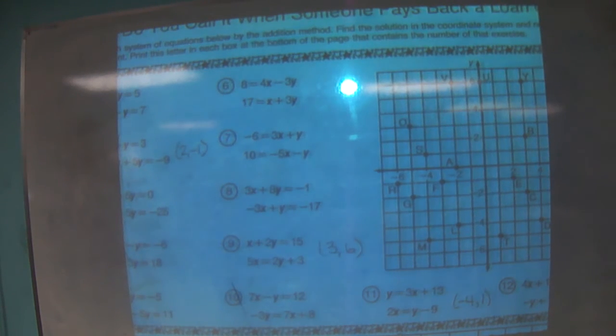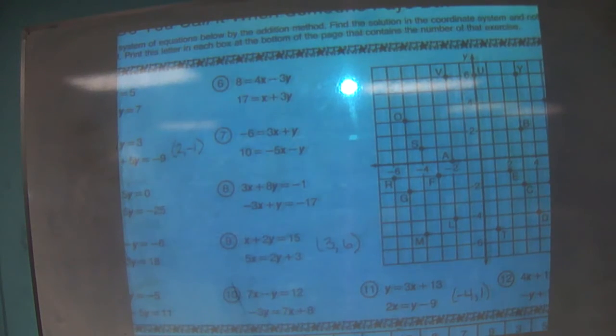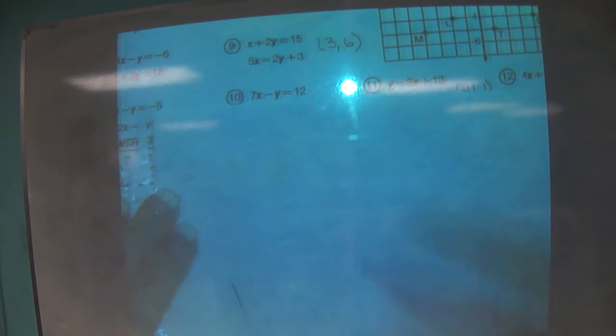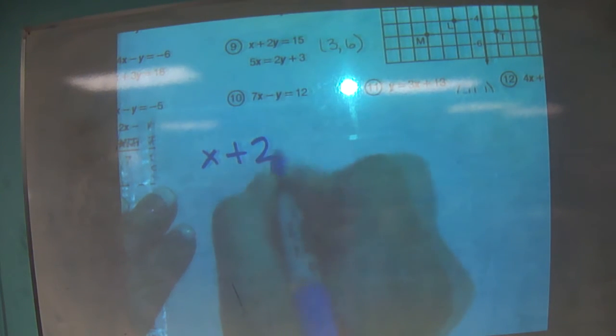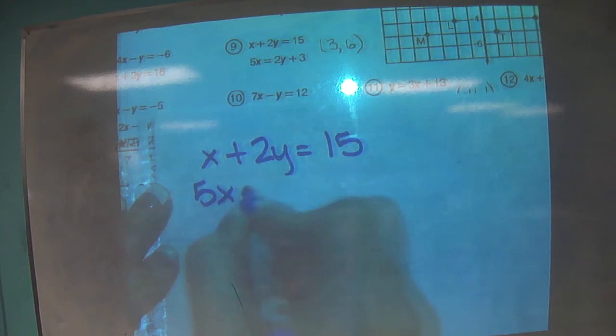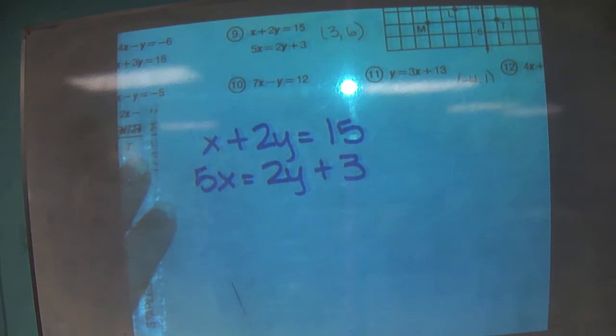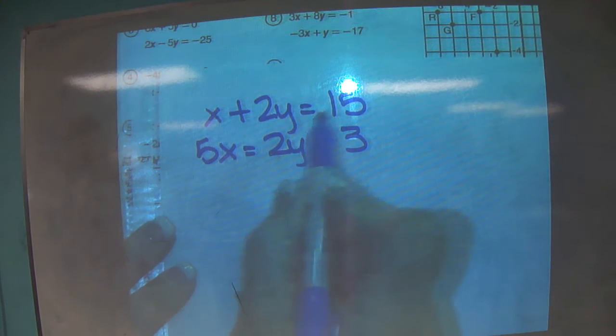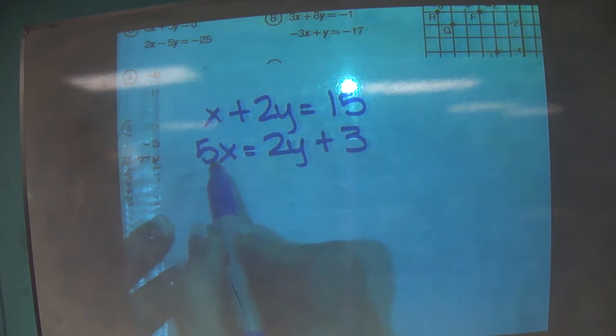Okay? Let's look at number 9. If we look at number 9, let's write that problem. X plus 2y equals 15. 5x equals 2y plus 3. Now the trickiest part about these is to make sure the equation is set up the same way. So if we have x plus 2y equals 15, we want 5x plus or minus 2y equals 3.